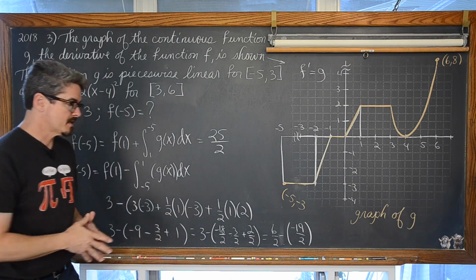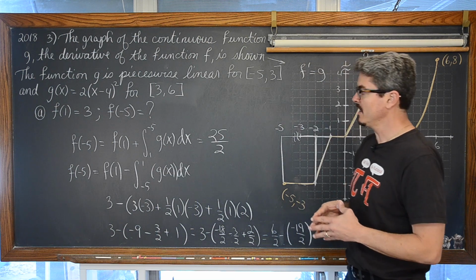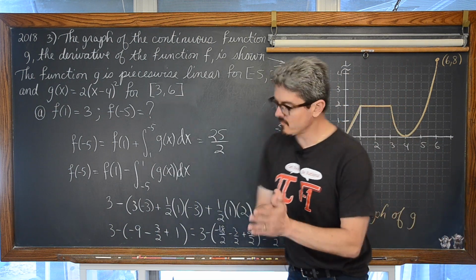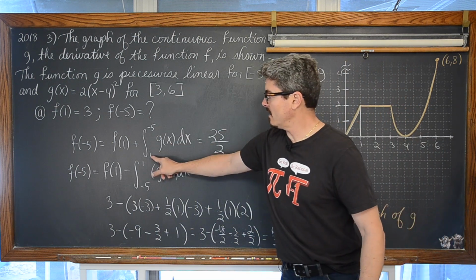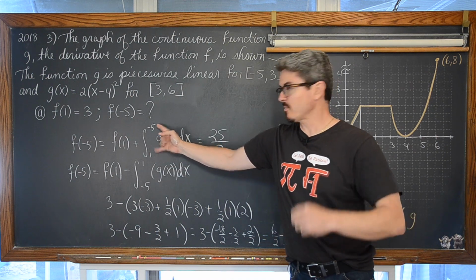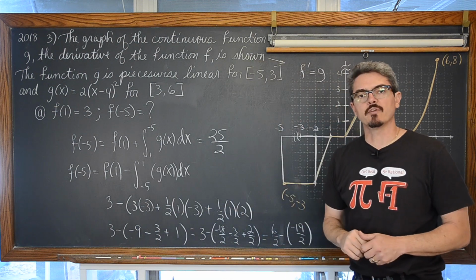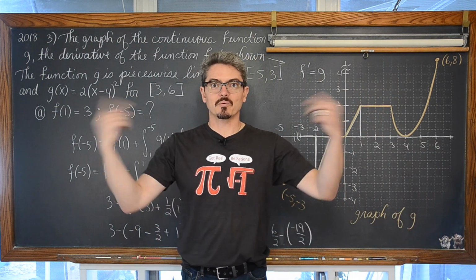Now on the AP test, this is a 2-point question for this part of the free response question. You get a point for the proper integral written out with the correct lower and upper limits, and of course starting off with our f of 1, and we get a point for our final answer. Moving on to part 2 right now.